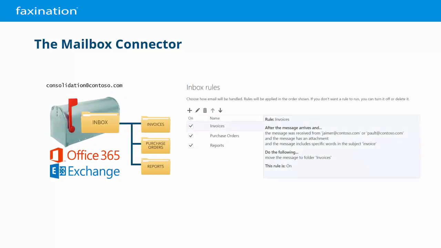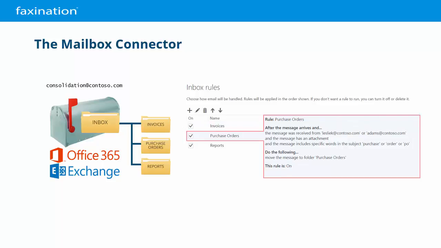Next, we need to create some mail server-based filtering rules, at least one for each subfolder. Jamie and Paul in accounting will forward invoice emails to the consolidation mailbox. If the email includes a file attachment and the word invoice in the subject line, this inbox rule will move the email message into the invoices subfolder.